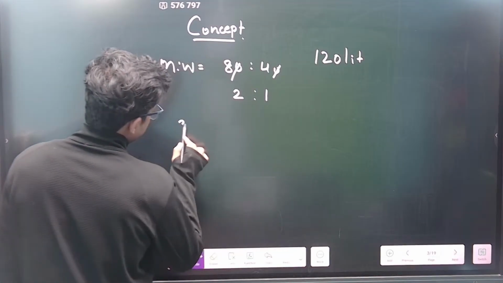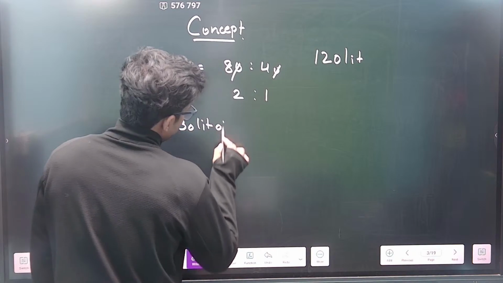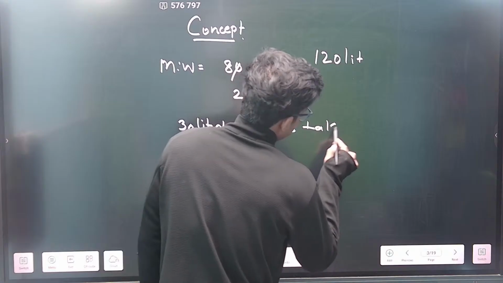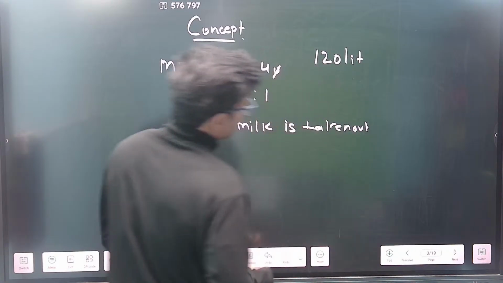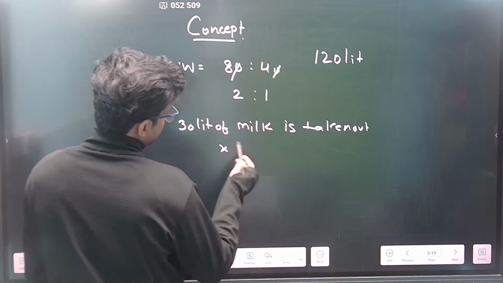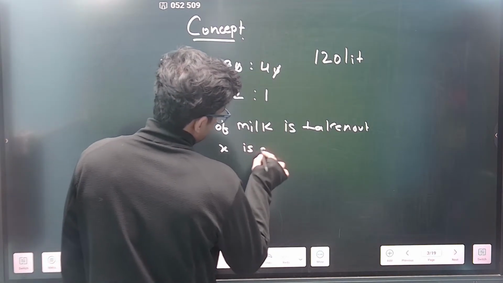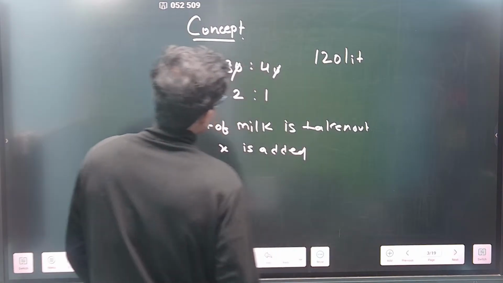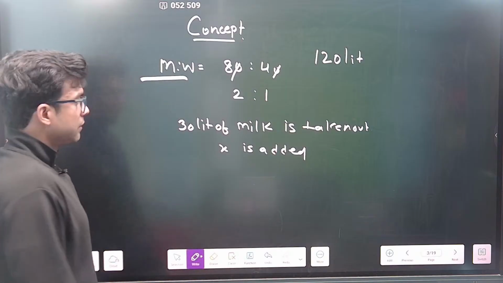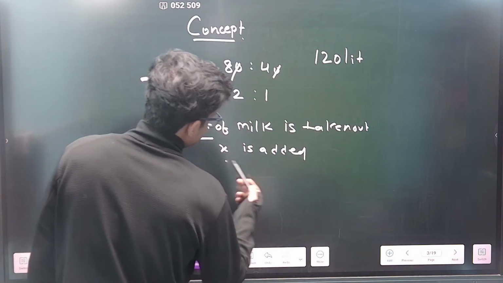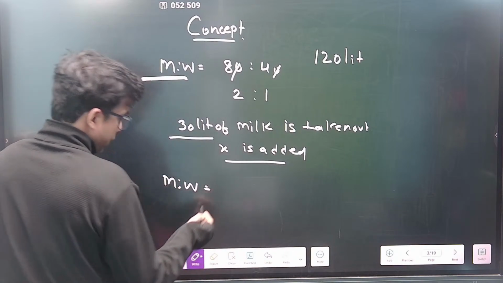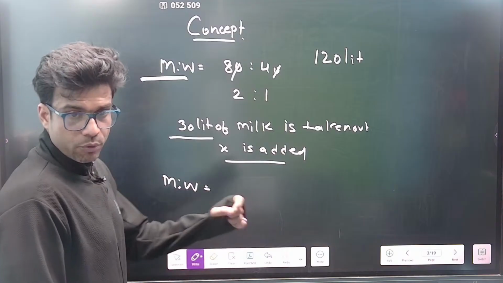Suppose I say 30 liters of milk is taken out. What I am saying is, 30 liters of milk is taken out, and let's say X is added to it. Then the concept says that the proportion in which milk and water was earlier, 2 is to 1, will remain the same only, even if something is taken out or something is added.